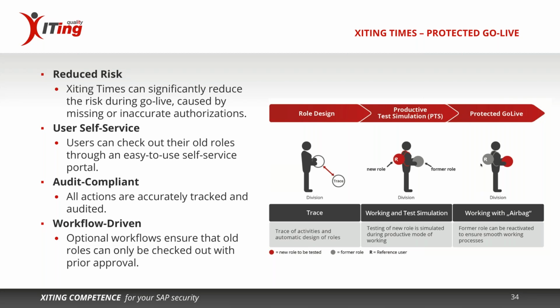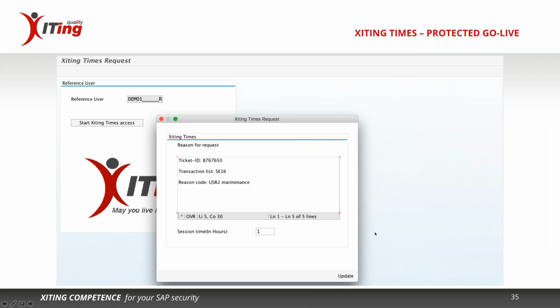We have not authorized the user for SC16, so the user gets stuck. But the user had SC16 in the old roles, and what the user can do is go to a self-service transaction and say, give me my reference user and implicitly my old roles back for the next hour, because I need to go into SC16 to do something, to maintain a table.